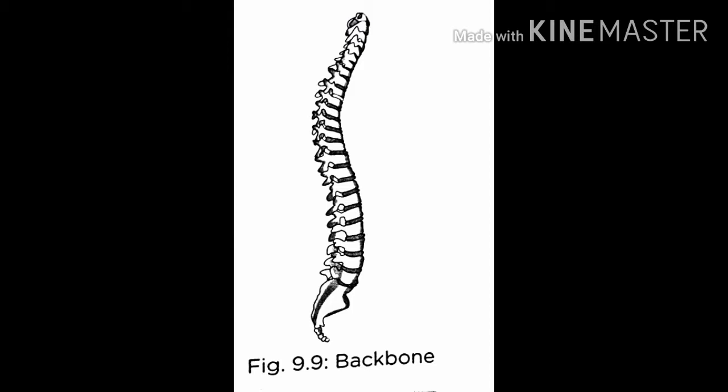Next we'll see the functions of the backbone. The backbone acts as the central support for the body. Along with the hip girdle, it helps us in standing upright and provides support during locomotion.